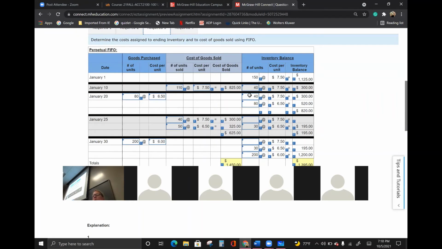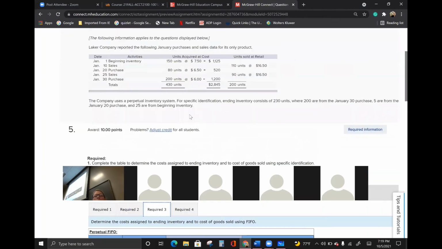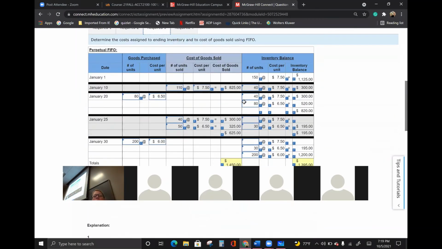Now I can take my 40 at 750 and I have 80 units at 650. So this is what I have available. I have two different batches available to choose from when I make my next sale. My next sale, I'm selling the 90, right? 90 units. Okay, so on January 25th, when I sell those 90 units, I'm using FIFO.